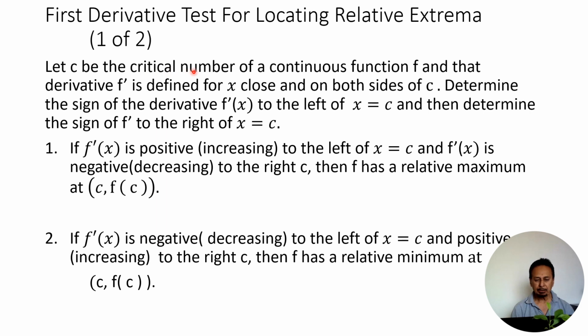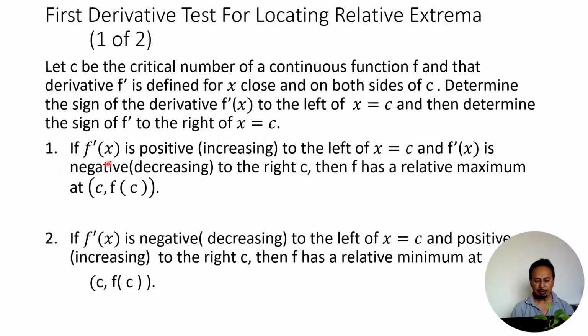Let c be a critical number of a continuous function f, and suppose the derivative f prime is defined for x close to c on both sides. Determine the sign of the derivative f prime x to the left of x equals c, and then determine the sign of f prime x to the right of x equals c.